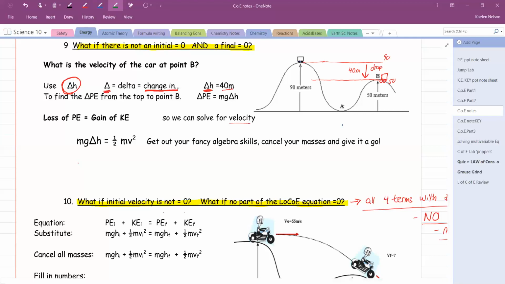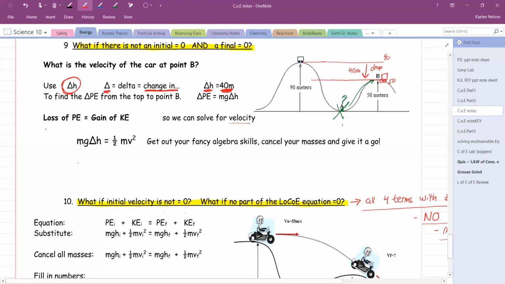Most of our questions up till now have asked you to find the velocity at the bottom, and you've used the entire 90 meters of height. But this time we're not stopping at the bottom or calculating at the bottom. We're going to let the roller coaster go back up the hill and find out how fast it's going at 50 meters. So to do that, the first thing we do is calculate our change in height, which is 40 meters, right here.